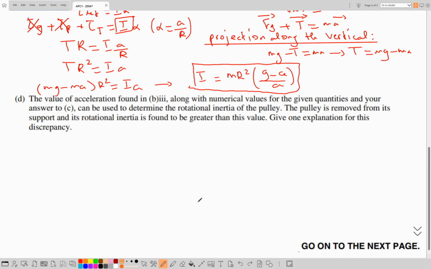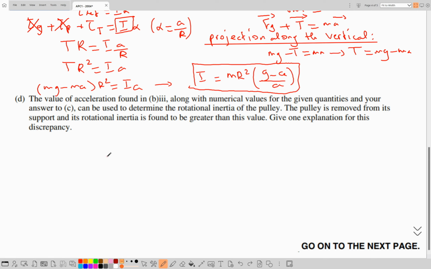Now in part D, which is the last part of this exercise, they're telling us the value of the acceleration found in part B along with the numerical values for the given constants, and your answer to C can be used to determine the rotational inertia of the pulley. The pulley is removed from its support and its rotational inertia is found to be greater than this value. Give one explanation for this discrepancy. So what's happening here is that we have determined our rotational inertia experimentally. Then we have detached the pulley, and using a certain technique we have determined the rotational inertia, and it turns out that the actual rotational inertia is greater than the one we determined from our experiment.